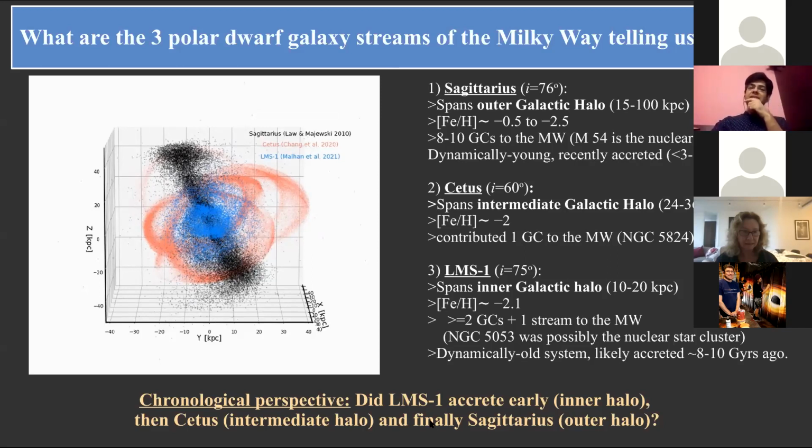Is it really that the LMS1 stream accreted early in time, and that's why it's surrounding the inner Milky Way halo, followed by Cetus that was accreted later on, and hence surrounding the intermediate halo? And then finally, the Sagittarius dwarf galaxy came in and populated mostly the outer regions of the halo. Can we put these observations in some chronological perspective to understand the formation of the Milky Way halo? This is something that I'm trying to understand right now at a personal level.